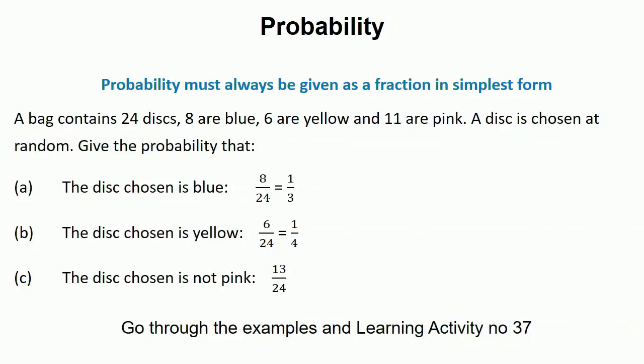So just see that you change this question. There's 10 pink, the rest stays the same, and the last one is 14 out of 24, which gives you 7 on 12. There's also some more examples. Please go through them on learning activity number 37.